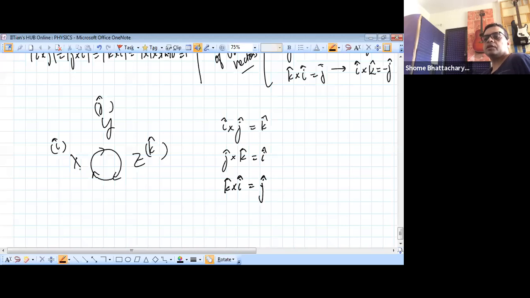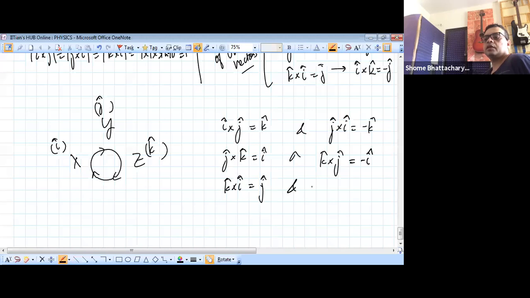But if you go J cross I, for example, you are going against the circle. You are going anti-clockwise, so you will get a minus sign. So this will become minus K. Similarly, K cross J: you are going against the clockwise direction. You are going anti-clockwise, so you get a minus sign.